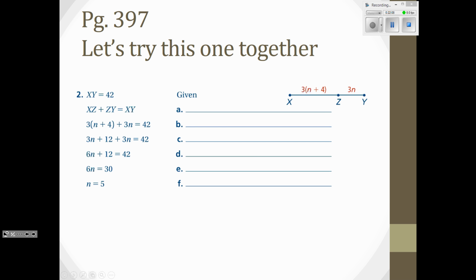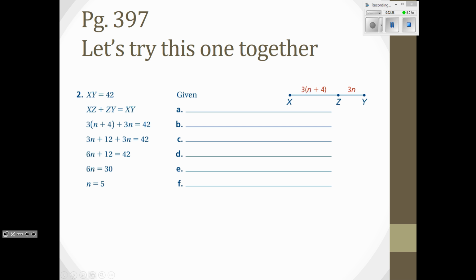Okay, so let's do this one together. Let's talk this out together. Okay, so we have that picture. Go ahead and draw that picture on your page someplace. Okay, we have line segment XY. We have a couple of measurements that have been given to us.